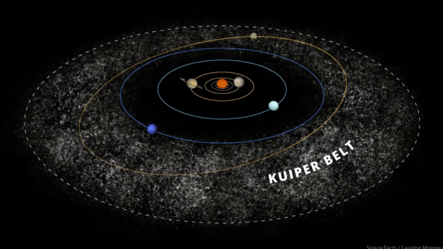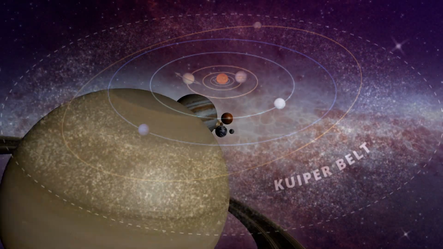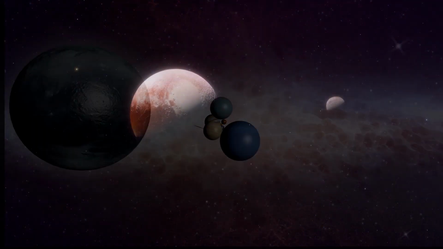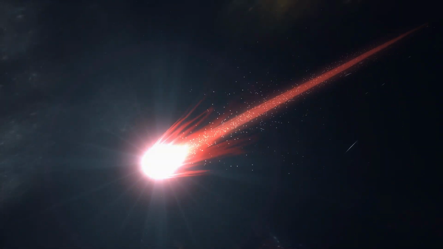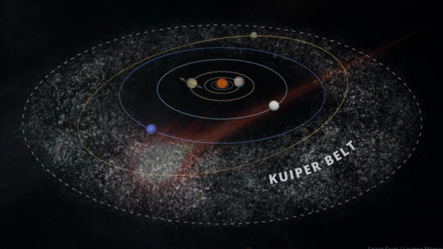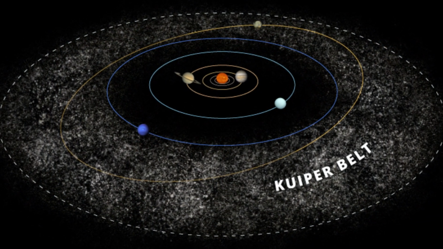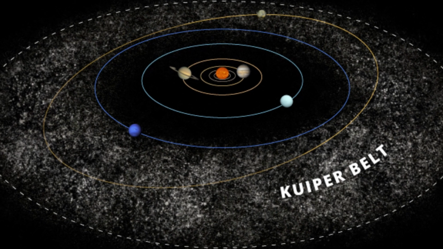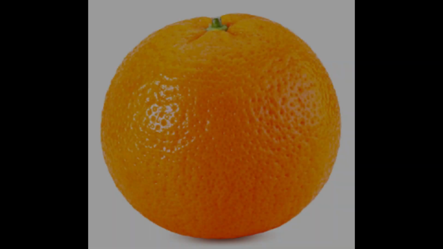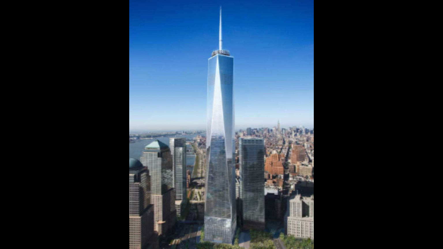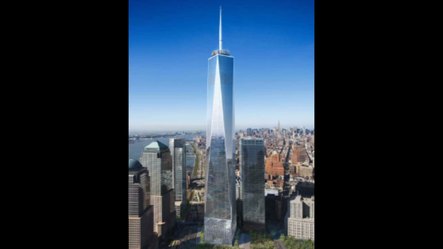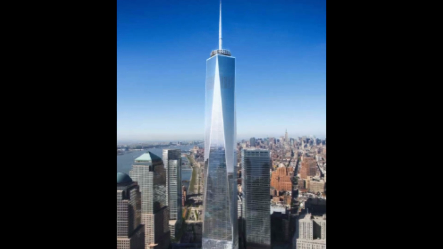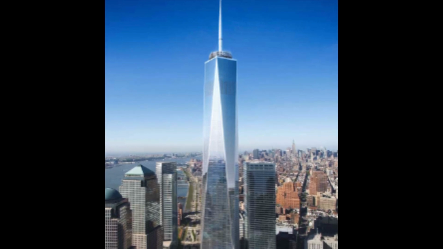Beyond Neptune is the Kuiper Belt. This is the region that contains dwarf planets like Pluto, comets, and other icy bodies, and it goes out another 2 billion miles past Neptune, or over 4.5 billion miles from the Sun. So, using the orange to represent the Sun, if it was placed at ground level at the One World Trade Center building, the edge of the Kuiper Belt would reach to the top of the spire. That's about 1,800 feet from the orange, the Sun, at ground level.